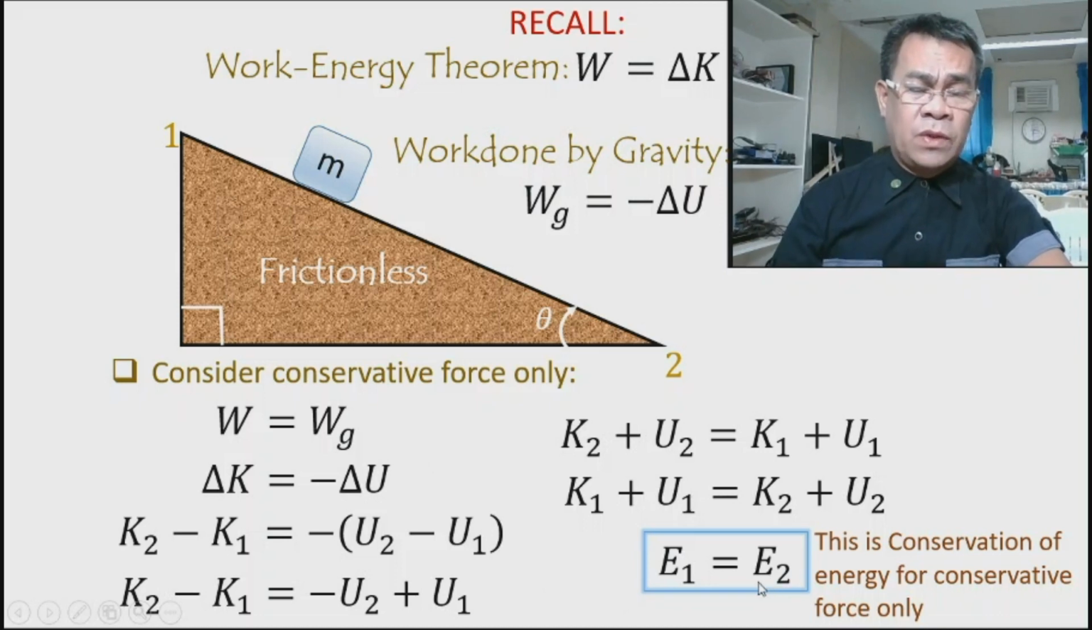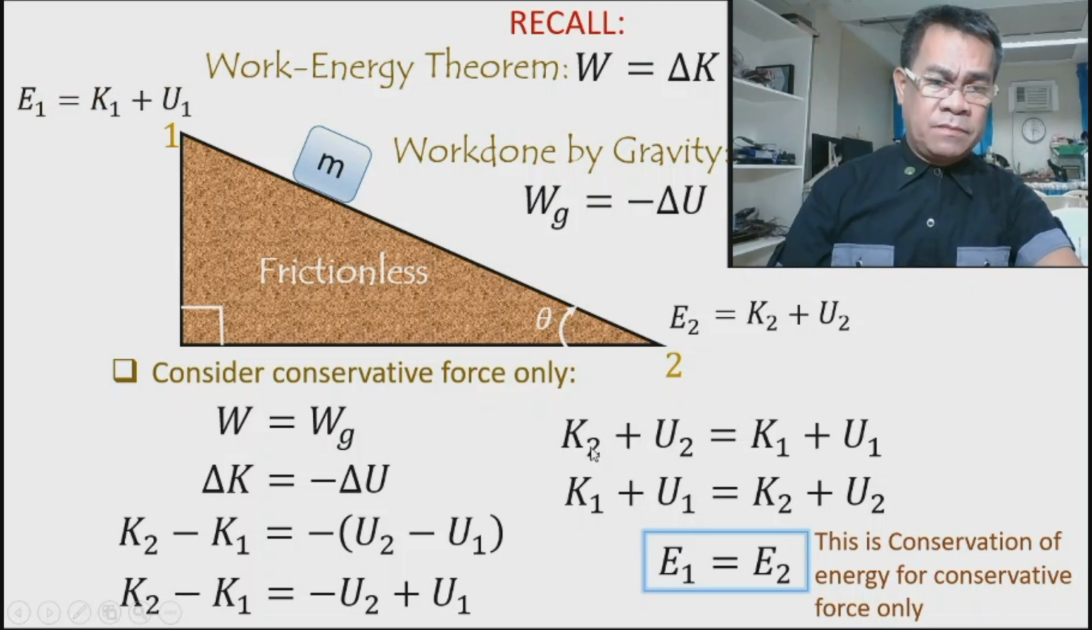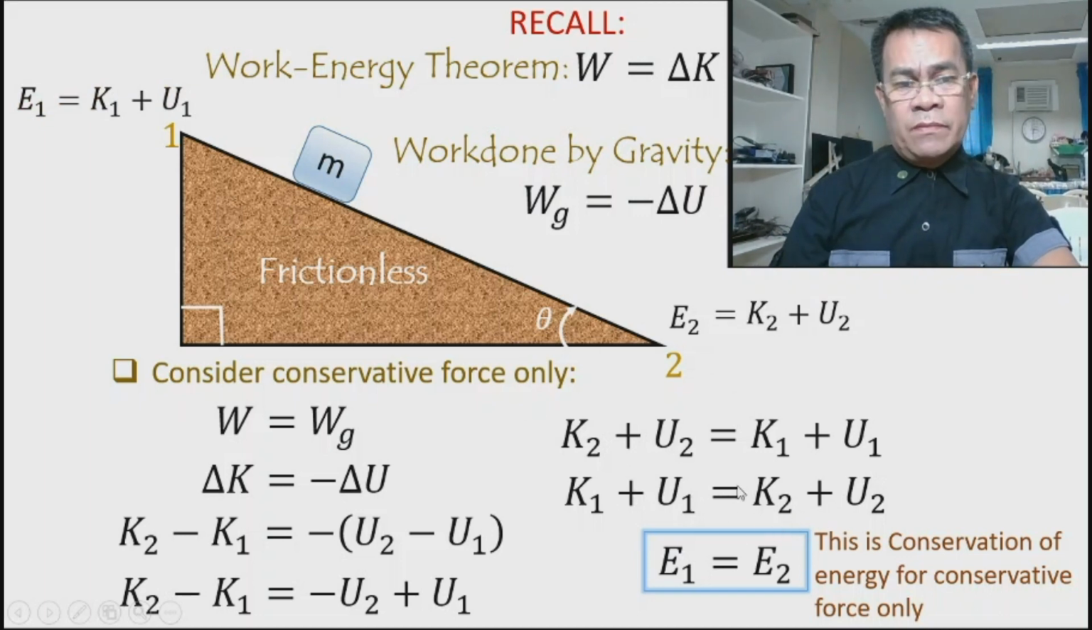The question is, what will happen if we consider friction now? Is it the same? Again, this is energy 1 and this is energy 2. Energy 1 means K1 plus U1, while energy 2 is K2 plus U2. So we can utilize this if we have only conservative forces present during the travel. Conservative forces are the gravitational force, and we also have the elastic force.